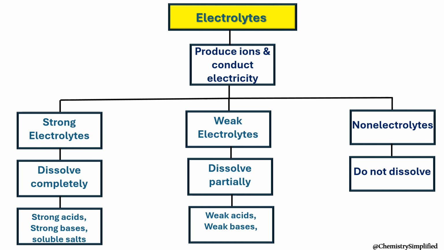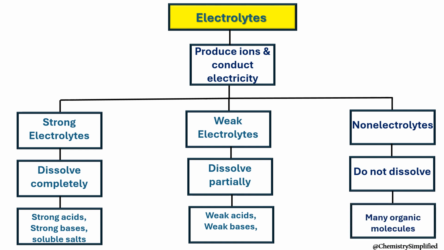Examples of weak electrolytes are weak acids and weak bases. Why? Because unlike strong acids and strong bases that dissolve completely, weak acids and weak bases ionize only partially in solution. And lastly, organic molecules, for the most part, are non-electrolytes. Why? Because they do not dissolve in solutions.